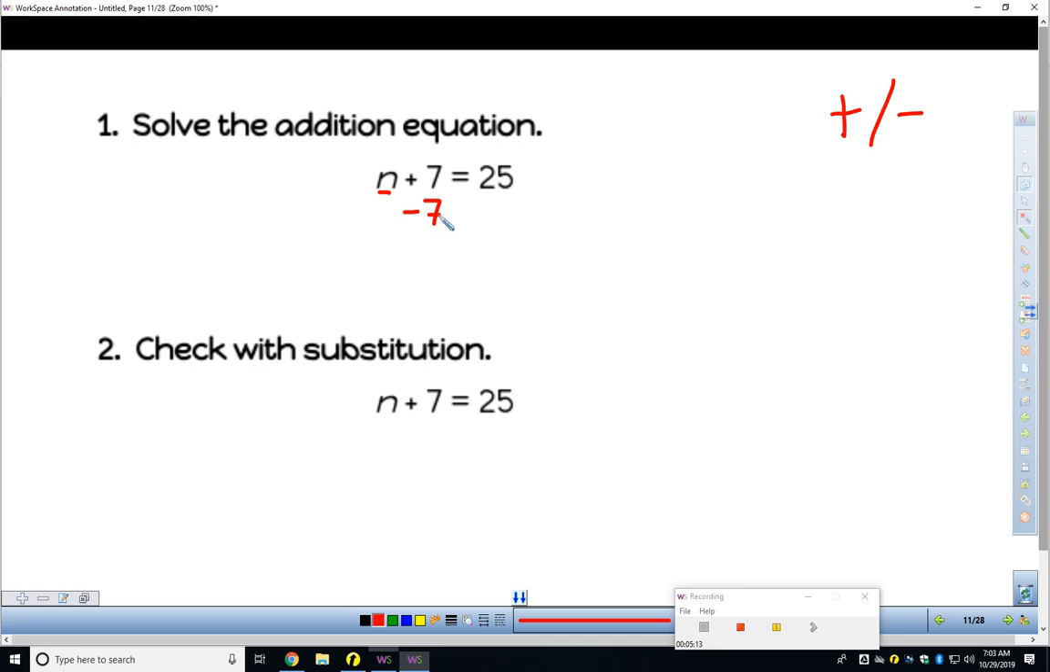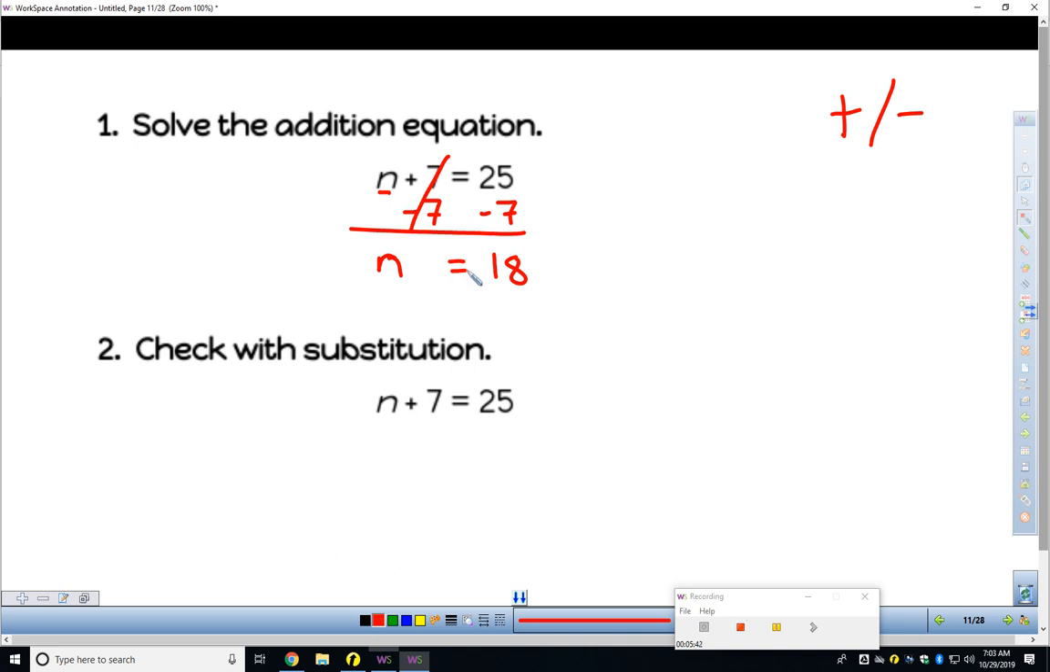And if I subtract 7 from one side, now I'm out of balance. I also have to subtract 7 on the other side. And this is the way I want you to write these problems when you're doing this work. Right? So 7 minus 7 cancels out. I'm left with n. 25 minus 7 is 18. I think n might be 18.